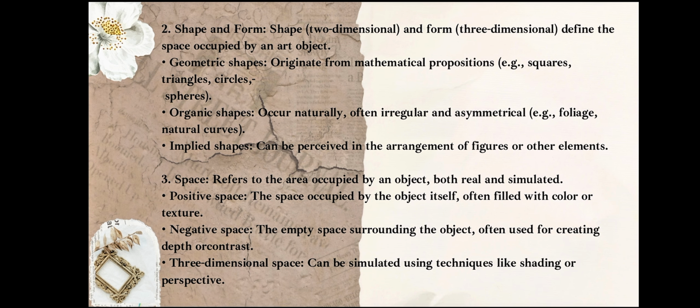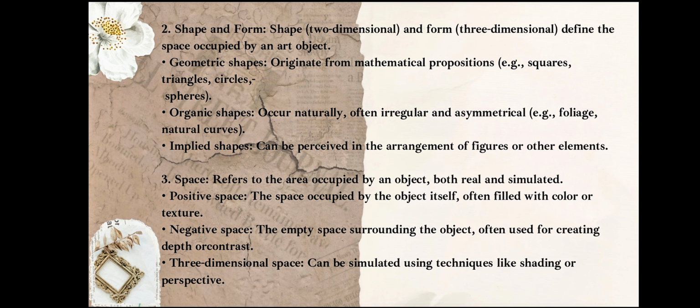Implied shapes can be perceived in the arrangement of figures or other elements. These shapes can be perceived in the arrangement of figures or other elements even if they are not explicitly defined. For example, in a composition where several figures are arranged in a circular formation, such as in a group portrait, the viewer may perceive an implied circle created by the positioning of the figures.